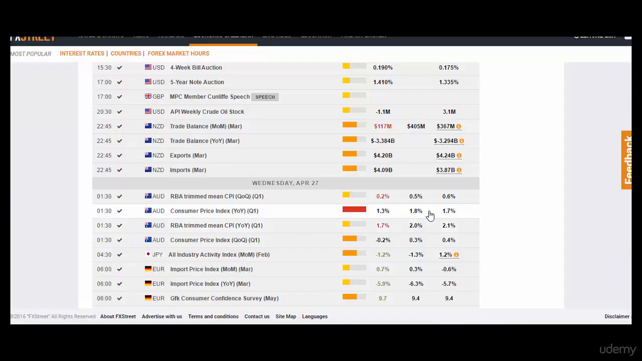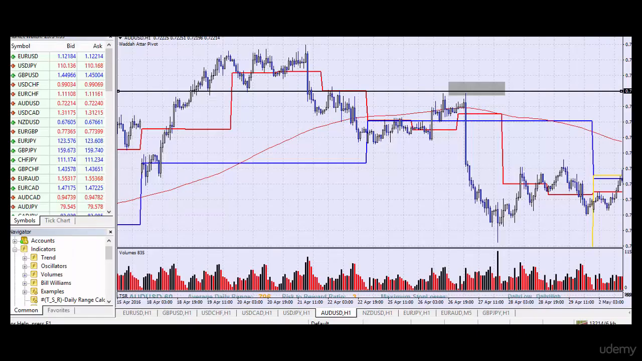So as you can see, CPI data came out worse than expected. It was expected to come out at 1.8%. The previous was 1.7 and they were expecting 1.8, but it actually came out at 1.3%. So this is worse than expected. So as a result, the market fell. And why did the market fall?